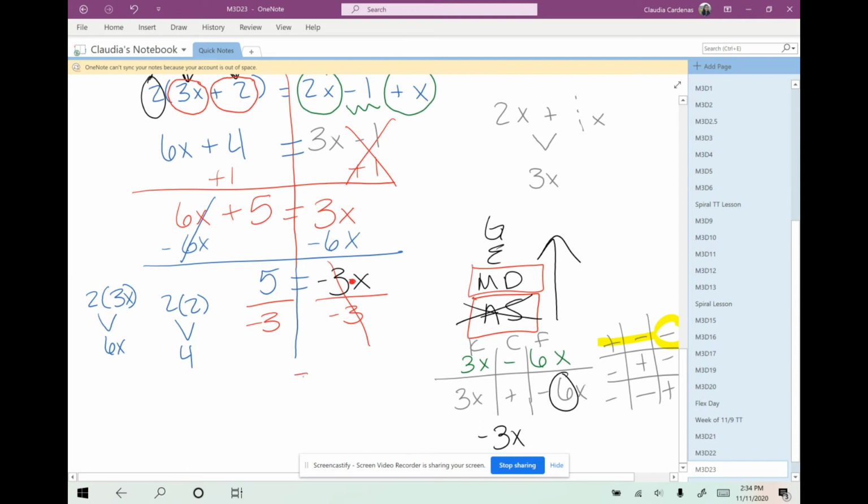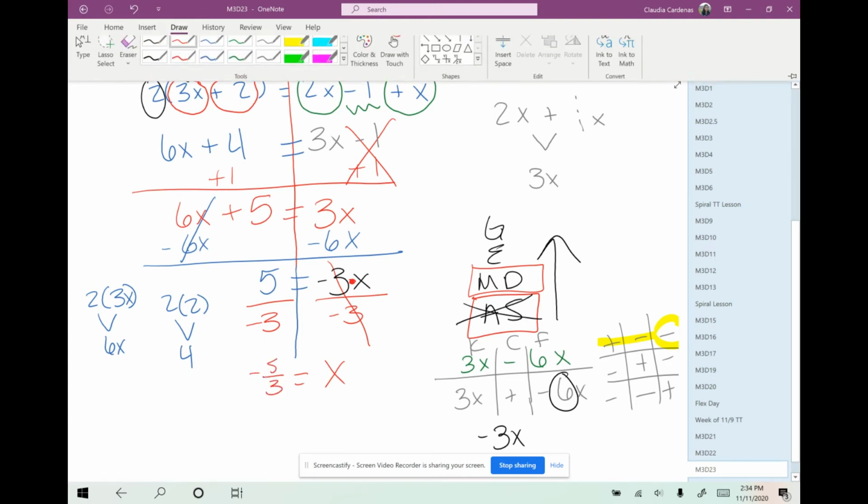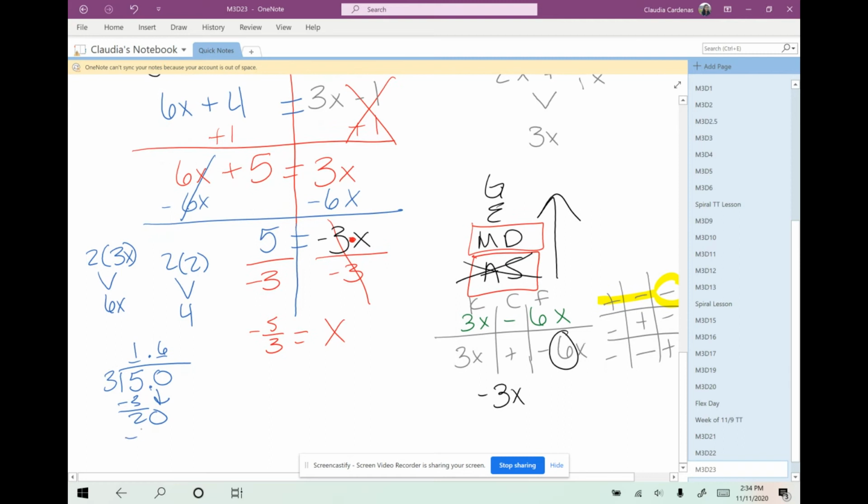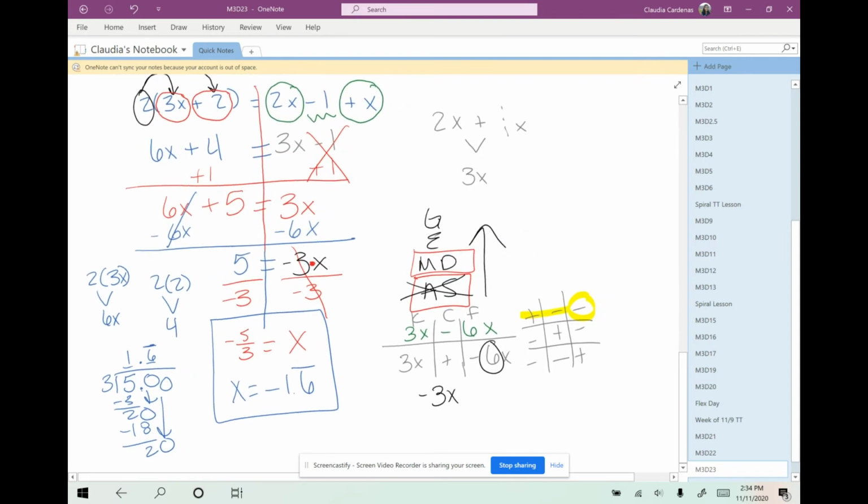So -3 divided by -3 is 1. So we're left with x equals, I could write -5/3. I could also use bow tie to then change this to a decimal and see what I get. And 3 goes into 20. Oh, add my decimal. 6 times -18 to 0. And that is a repeating number. So I could either write it as -5/3 or x equals -1.6 repeating, and both are correct.